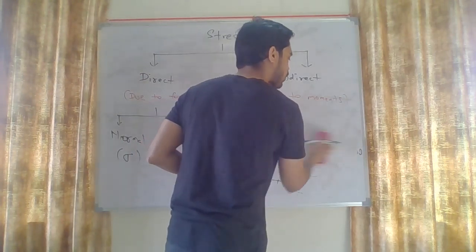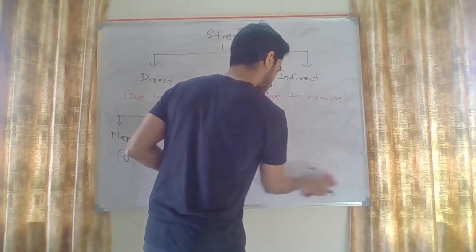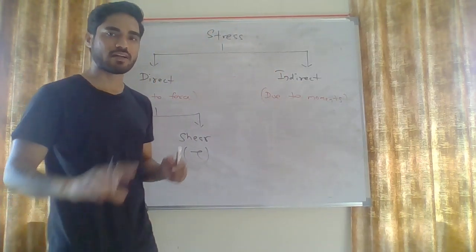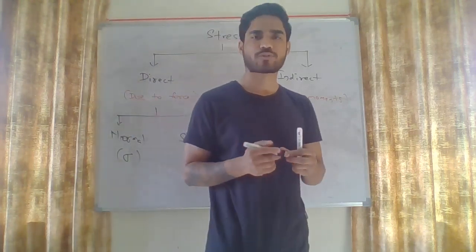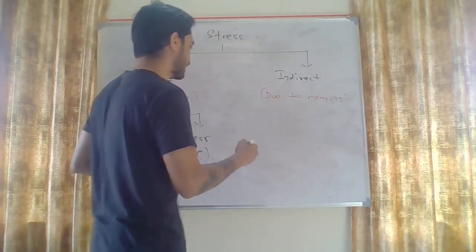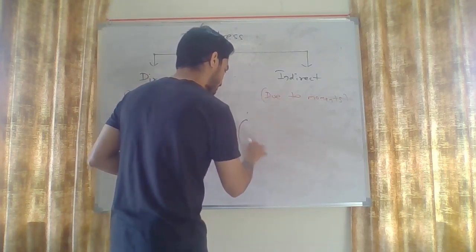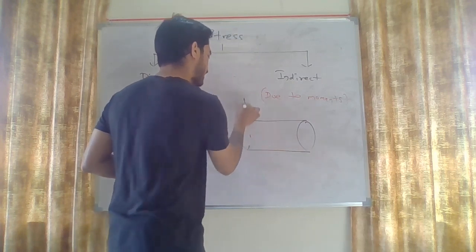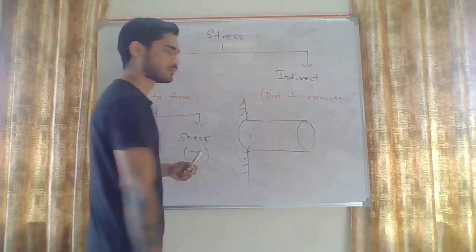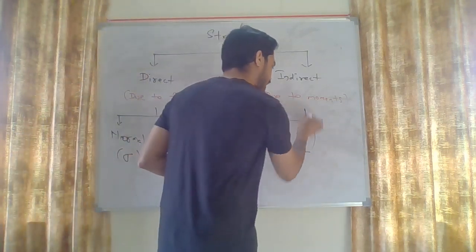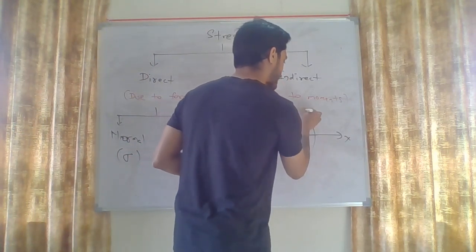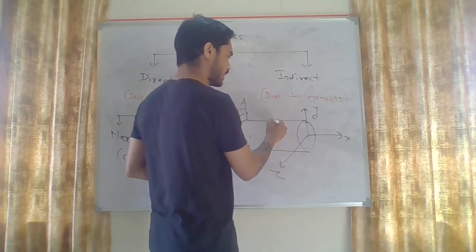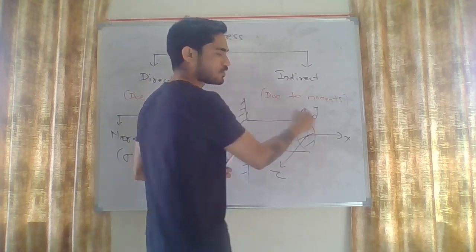Now let's talk about moment. So my friends, in case of moments, whenever you apply a moment, there are two types of moment. For example, let's consider this body. Let's say this is a cylindrical body. Let's consider three axes. Let's say this is x-axis, this is y-axis, this is z-axis. This is the cross section. I want to calculate stress on this cross section.